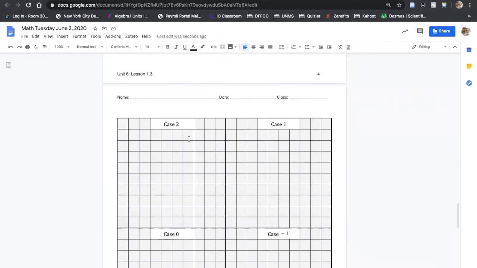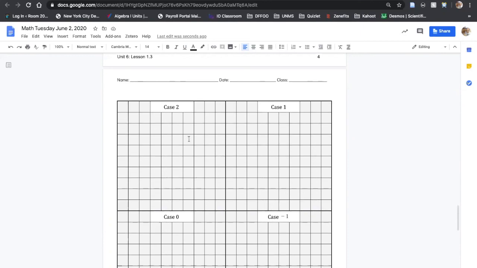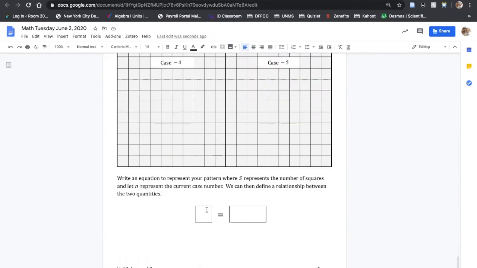Try to get creative. You're going to want to add 1 square each time, or 2 squares. Where are you adding the squares? Get creative. And then at the bottom, I want you to try to come up with an equation to represent the number of squares at each case number.